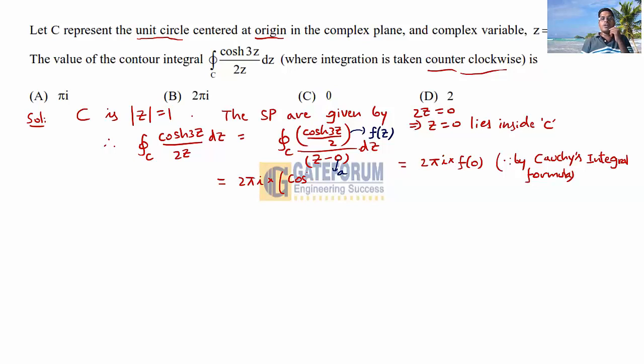So cosh of 0 divided by 2, where cosh 0 value is 1. The 2s cancel, leaving pi i into cosh 0. Cosh x is (e^x plus e^(-x))/2, so this simplifies to 1. So finally 1 into pi i. The answer is pi i. Accordingly, option A. This is the end of the question.